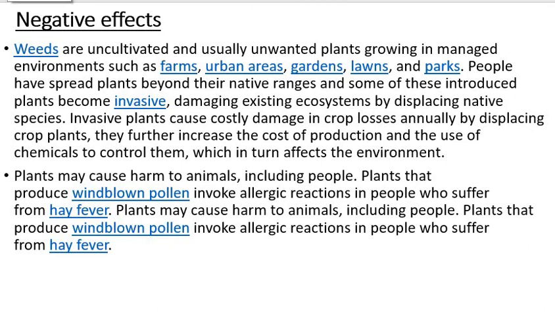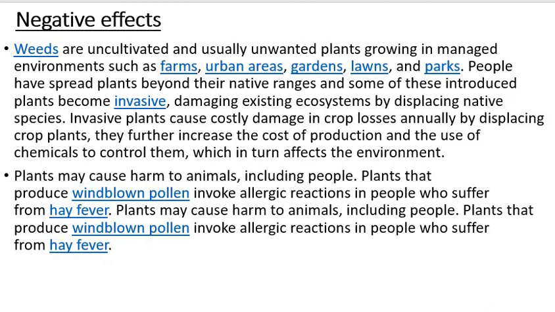Well, weeds are uncultivated and usually unwanted plants growing in managed environments such as farms, urban areas, gardens, lawns, and parks. People have spread plants beyond their native range, and some of these introduced plants become invasive, damaging existing ecosystems by displacing native species. Invasive plants cause costly damage in crop losses annually by displacing crop plants. They further increase the cost of production and the use of chemicals to control them, which in turn affect the environment. Plants may cause harm to animals, including people.